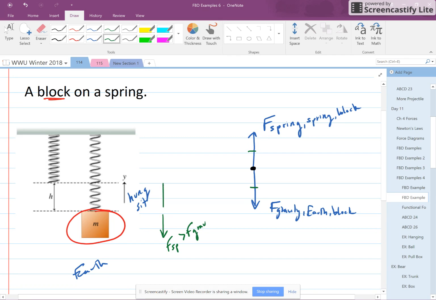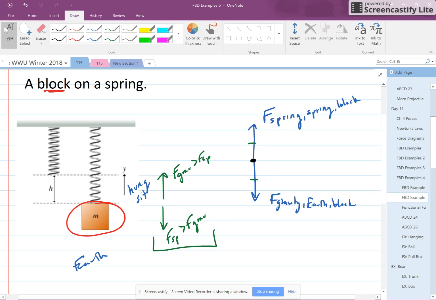Or you could also compress the spring, in which case your F grav would end up being greater than your F spring, and that would be the only way to explain why the block would begin to accelerate if allowed to stretch the spring again. Okay, so these higher level cases we'll really save for when we talk about oscillations later in the quarter.